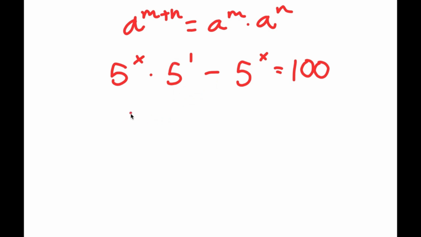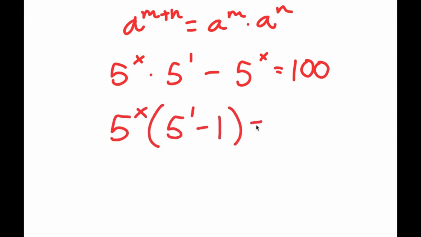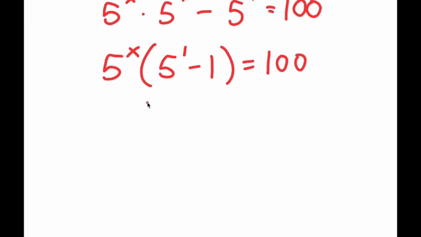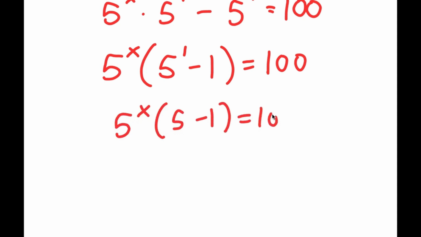Now from here, I'm going to factor out 5 to the power of x. So I get 5 to the power of x times 5 to the power of 1 minus 1 is equal to 100. And now 5 to the power of 1 is the same thing as 5, so I have 5 to the power of x times 5 minus 1 is equal to 100.